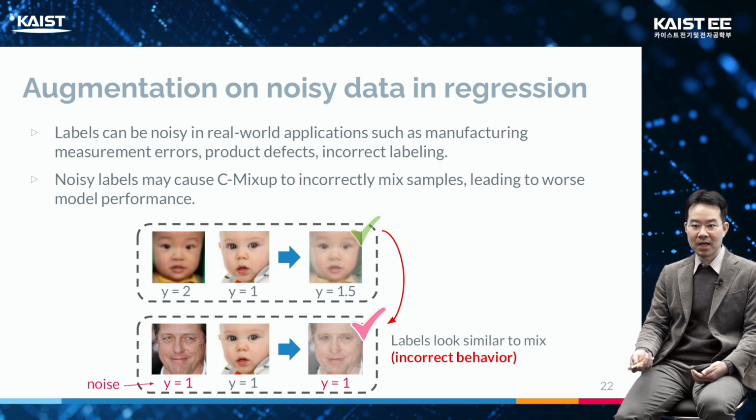So going back to our example below, if the bottom left image of the person who used to be 50 years old is now labeled as a 1-year-old, then C-Mixup would not really take that into account and simply mix the two images and produce the weird looking image on the right-hand side. Okay.